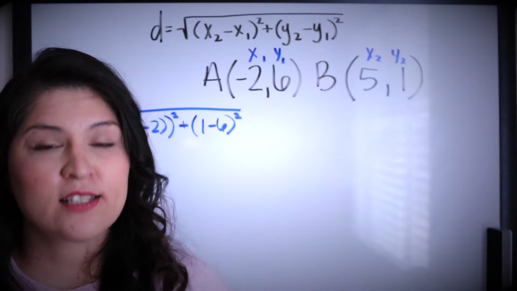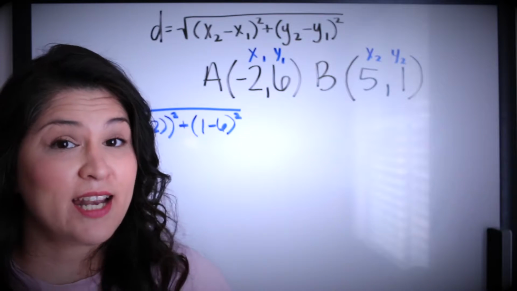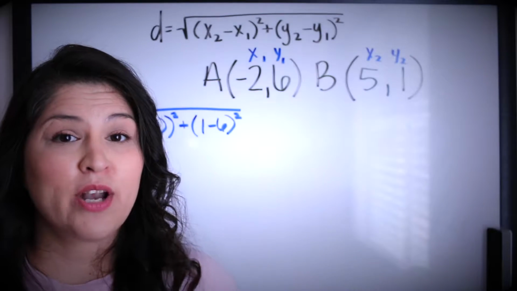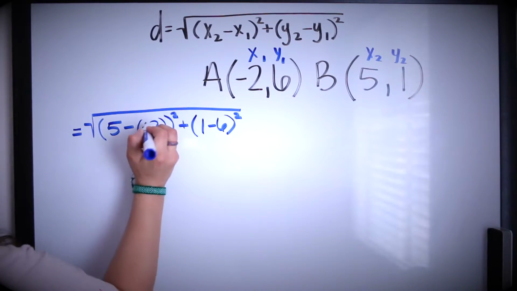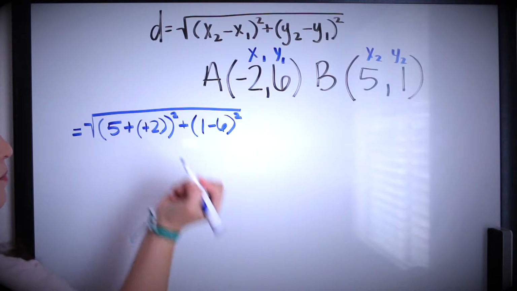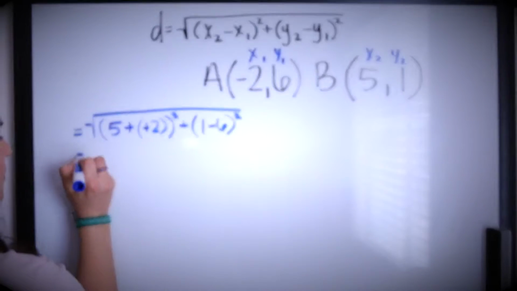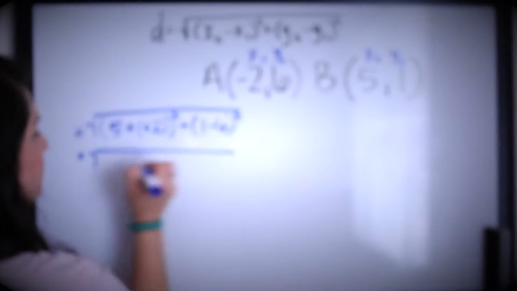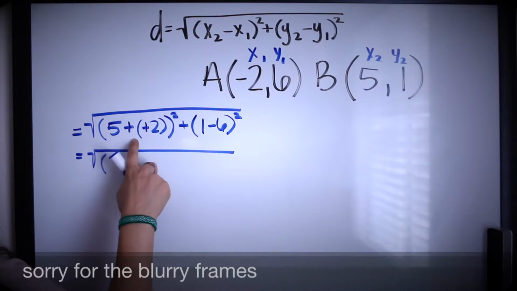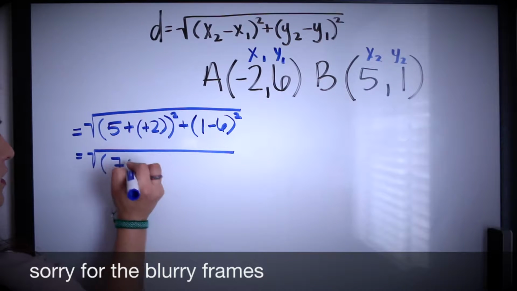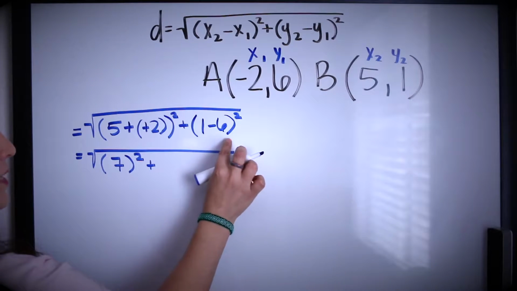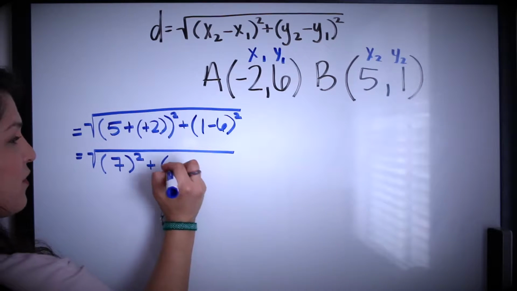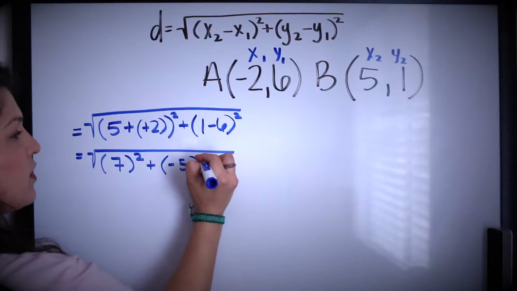squared. Now, rule number 4 tells us that anytime we subtract a negative number, that number now becomes a positive number. So, this negative 2 now becomes a positive 2. So now it's 5 plus 2, which is 7, squared. 1 minus 6 gives us a negative 5, squared.